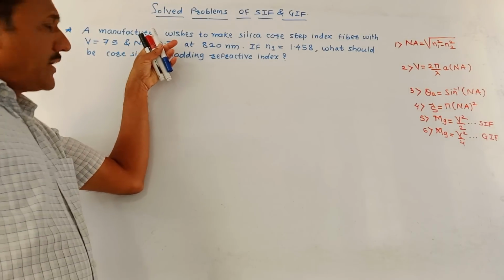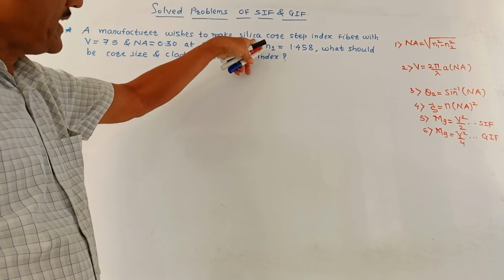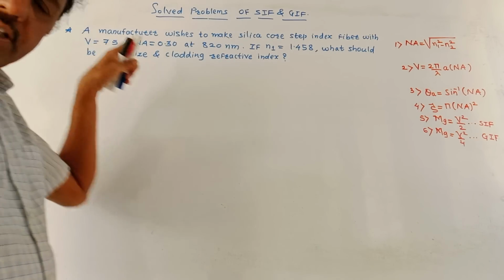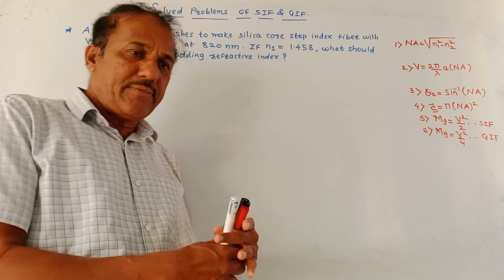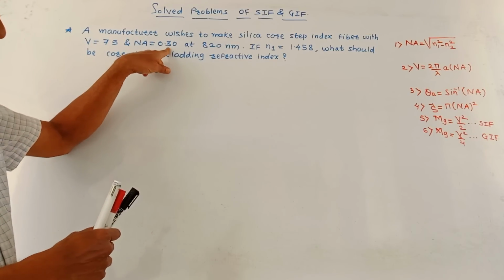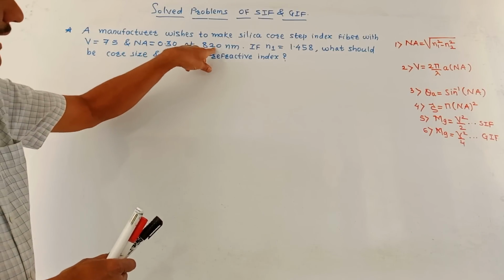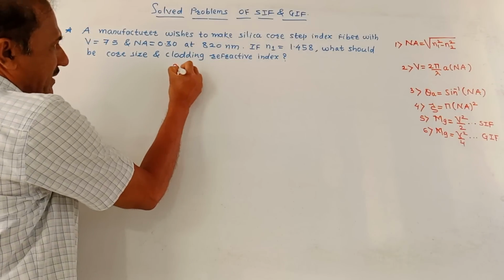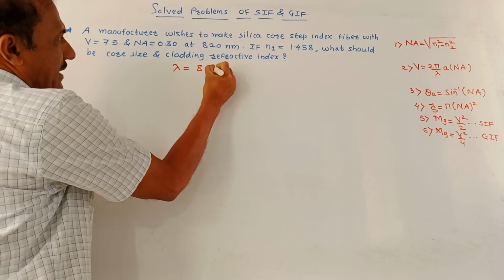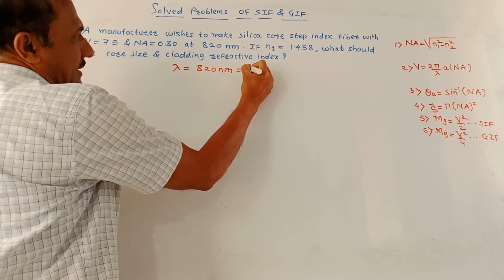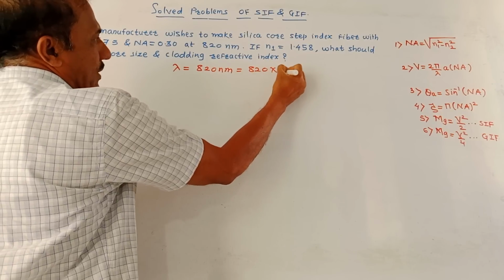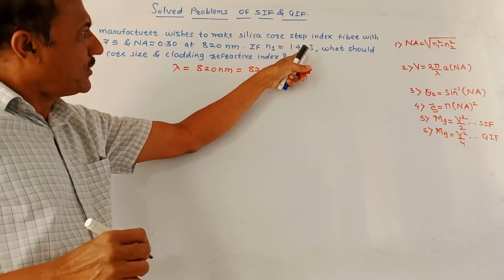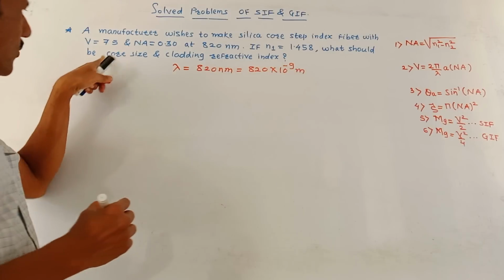Next problem. The given question is: a manufacturer wishes to make silica core step index fiber with V 75. This value of normalized frequency, that is V, is given as 75. NA, numerical aperture, 0.30 at 820 nanometer. Now this value 820 is the given value of lambda, which is 820 nanometers. Since it is in nanometers, we need to convert it in terms of meters. So it is 820 into 10 raised to minus 9 meters. If n1 is 1.458, what should be the core size?